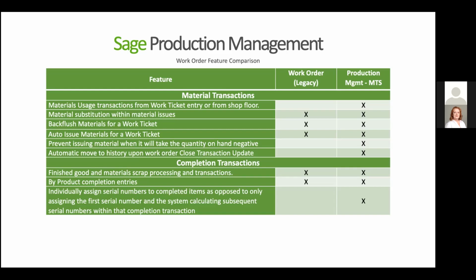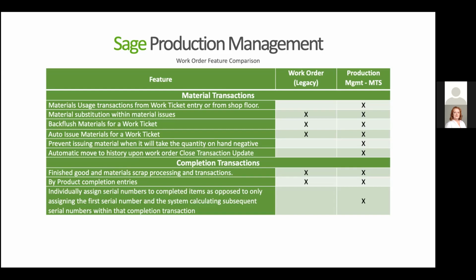We're going to allow you to individually assign serial numbers to completed items, as opposed to assigning the first and letting it automatically calculate the rest. So you can assign individual serial numbers rather than having it sequentially assign them.